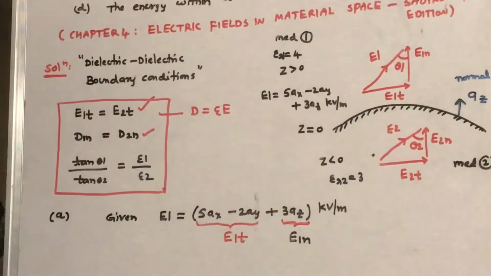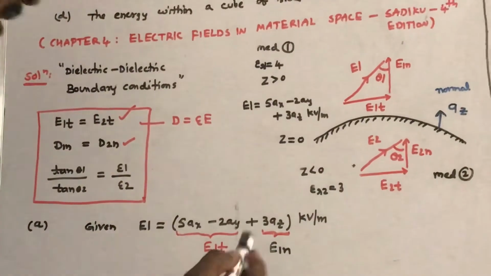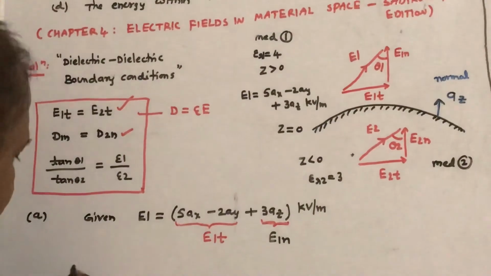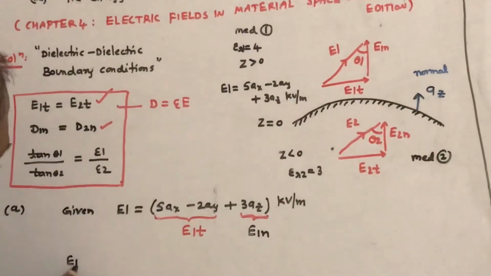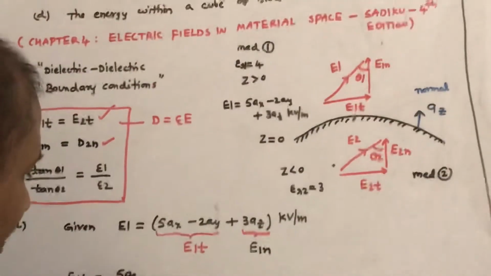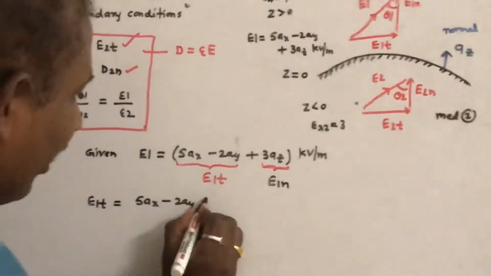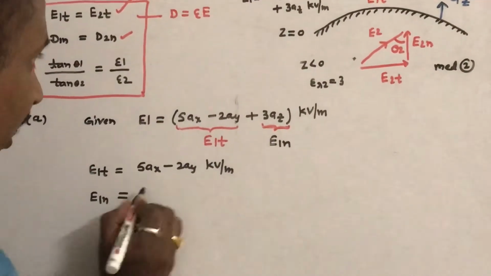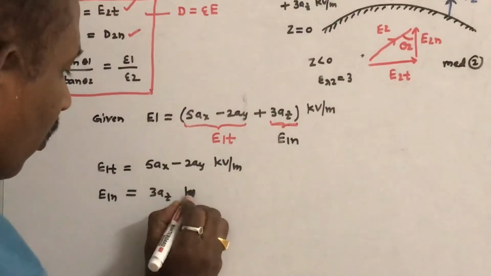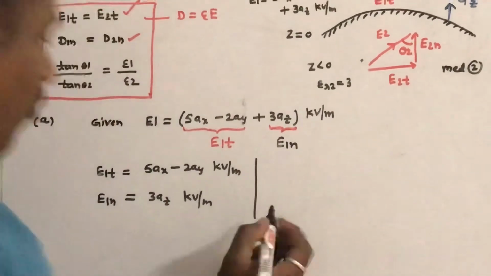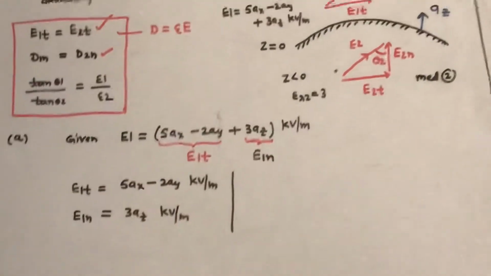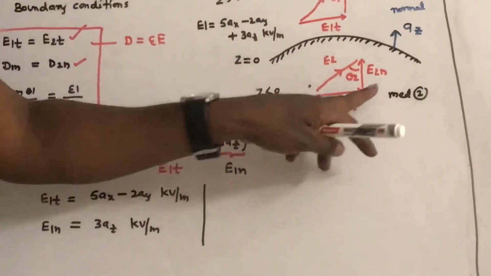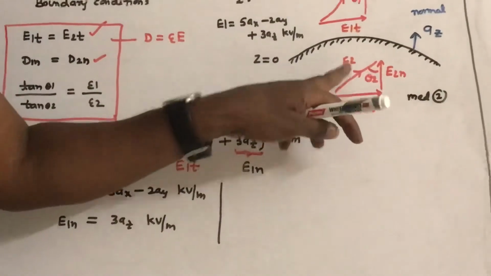E1t. First you have to separate from the given E1. So this is the E1t component, and this is the normal component to the boundary, 3az. Let us write this separately. What is E1t in this formula? From the given information, 5ax minus 2ay kilovolt per meter, and what is E1n? The normal component is 3az kilovolt per meter. First you have to separate this information very carefully. Now we can straightforwardly calculate E2t, and if you calculate E2t and E2n, you can find E2.